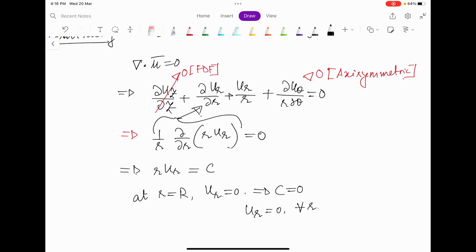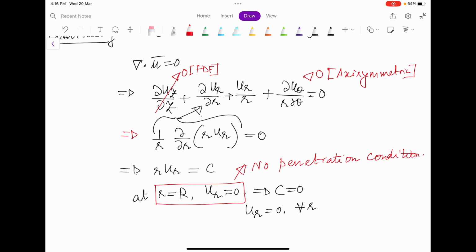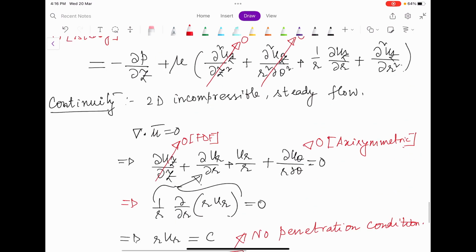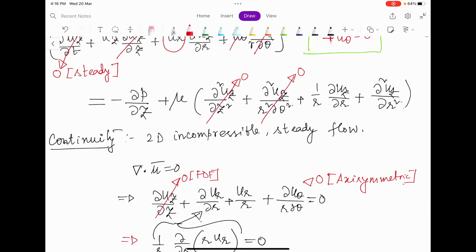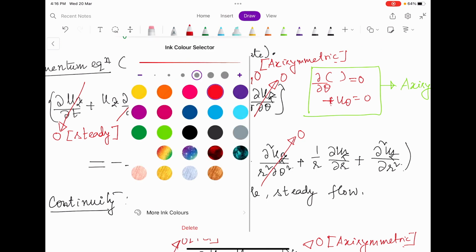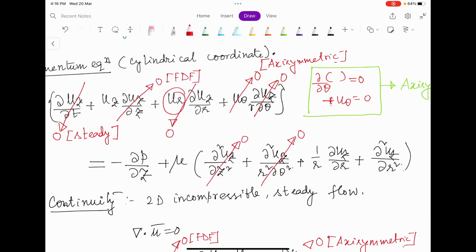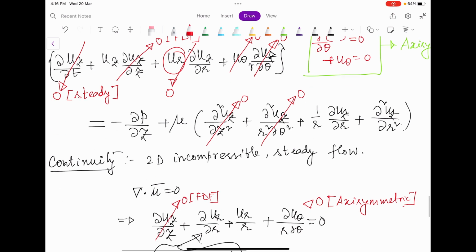Okay, and how can I write this? Because of the no penetration condition, right, and because of no slip, uz is equal to 0 at the boundary. So that means ur is equal to 0 in the fully developed region. So I can drop out this term, right, and also I can drop out which term, okay.